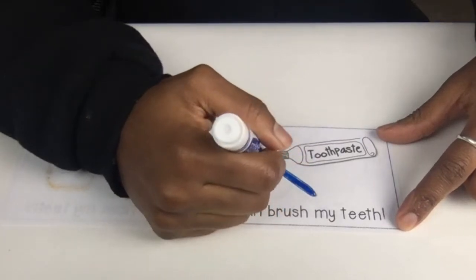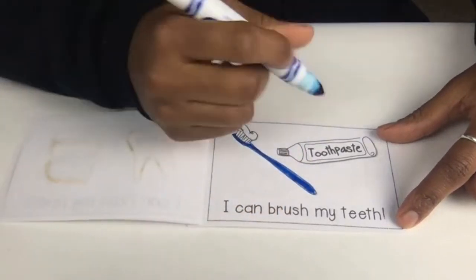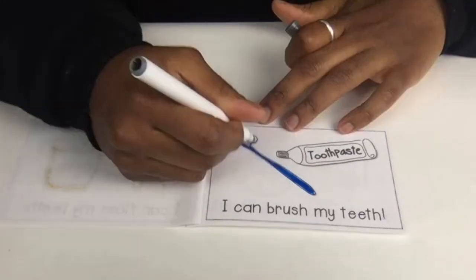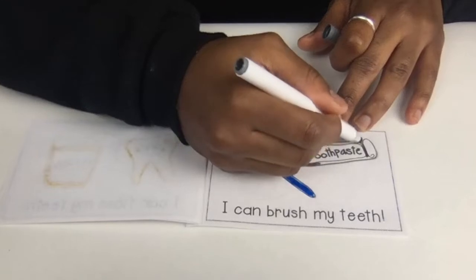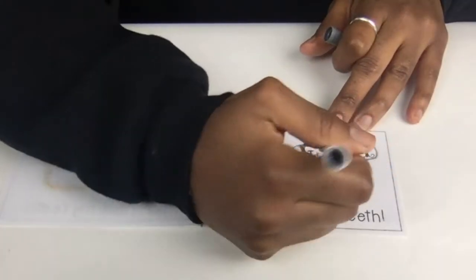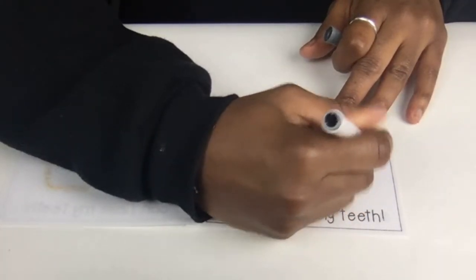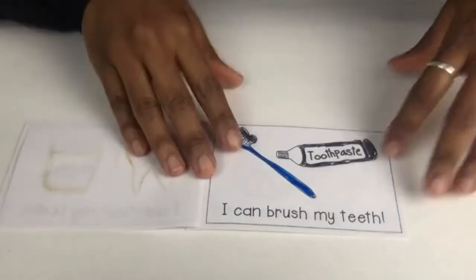So the next page says, I can brush my teeth. So I'm just coloring the toothpaste and the toothbrush in the color of the day, which is blue. Blue starts with the letter B, just like brushing.